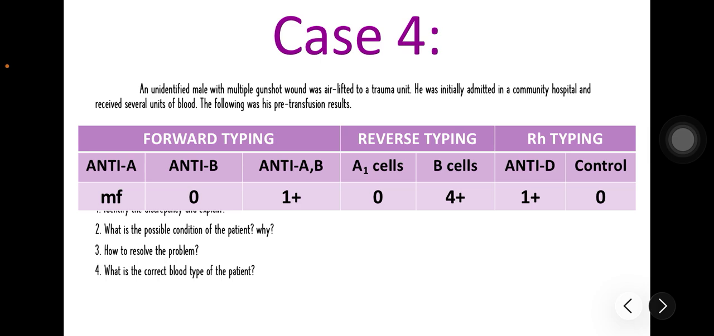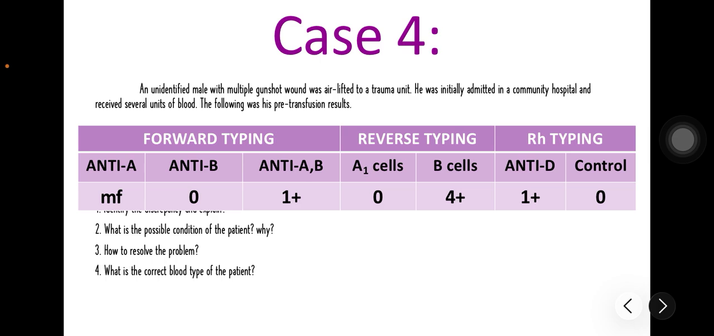Reverse typing is unaffected because it tests patient plasma, which still contains anti-B antibodies, giving a strong 4 plus reaction with B cells. Thus, this is a type 4 ABO discrepancy, or the miscellaneous cause due to recent transfusion producing a mixed field agglutination.